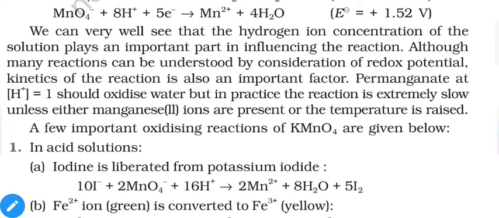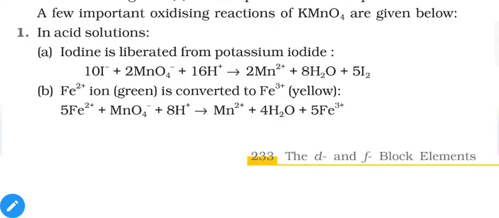Permanganate at 1 molar concentration of H+ should oxidize water, but in practice the reaction is extremely slow unless either manganese 2+ ions are present or the temperature is raised. A few important oxidation reactions of KMnO4 are given below. First, the reaction for iodine, as just discussed in the previous example, is the combination of two half reactions. Second, for Fe, again a combination of two half reactions.